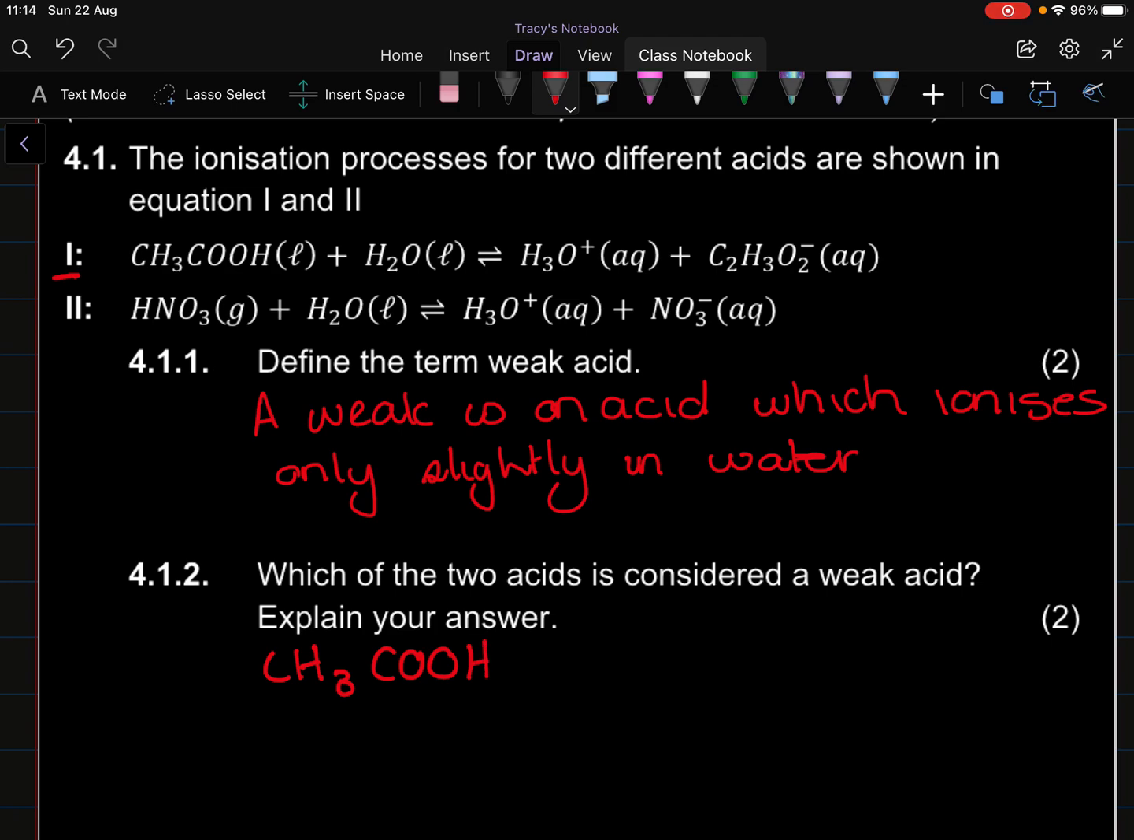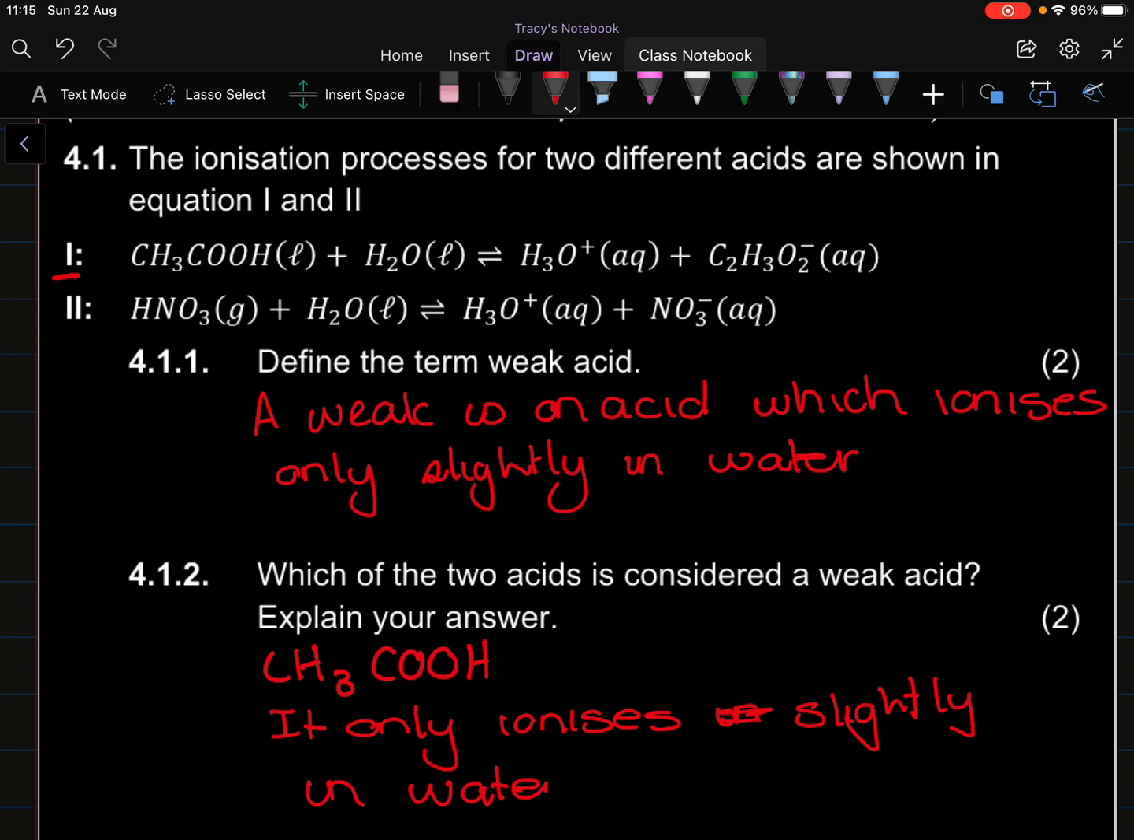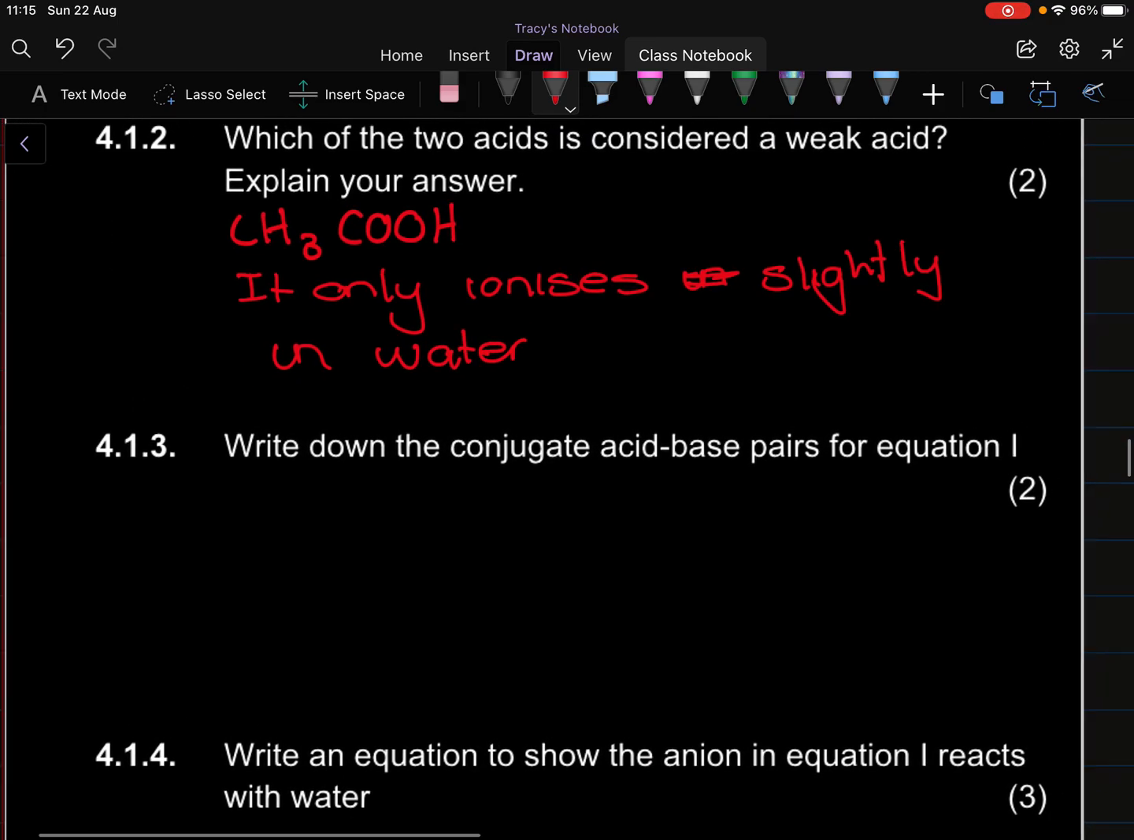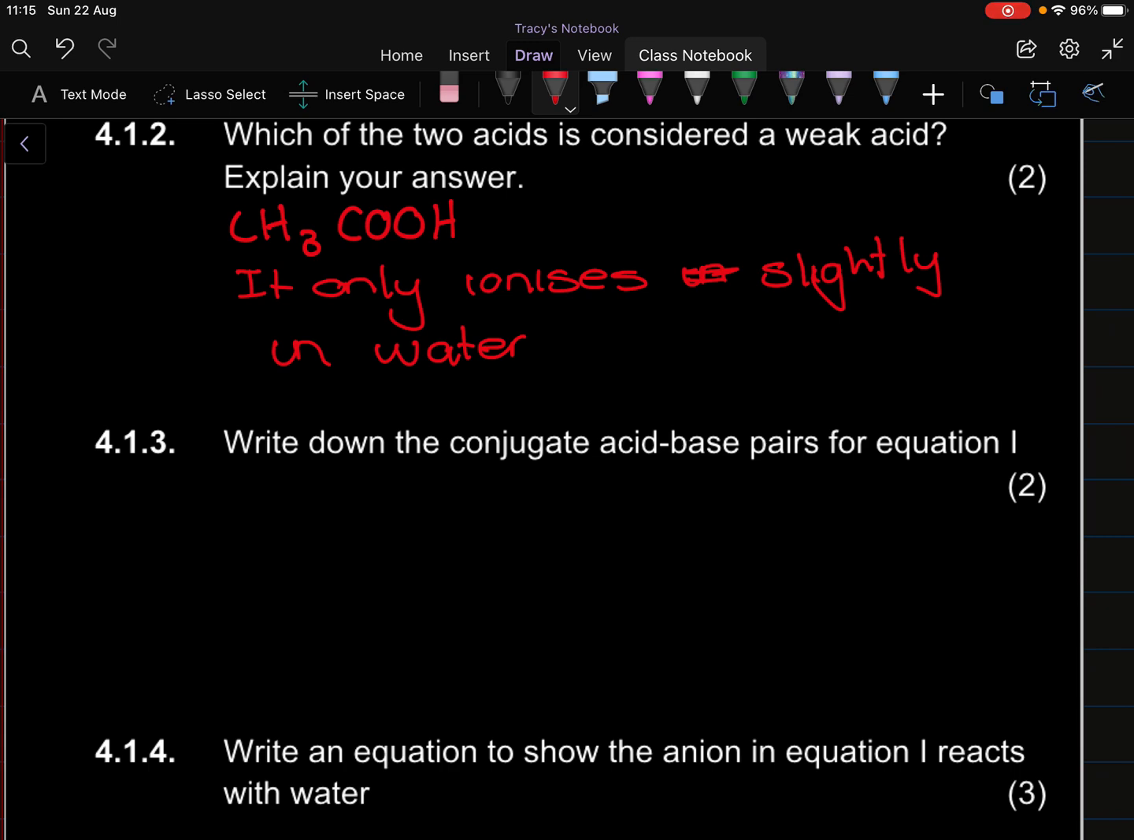Now when they say explain your answer, you can't tell them because it's a carboxylic acid. What you have to tell me is it only ionizes slightly, maybe I should write the word slightly, in water. So it follows on from the first question. Then they want you to write down the conjugate acid-base pairs for the equation. So here you really need to make sure that your examiner understands what you've written.